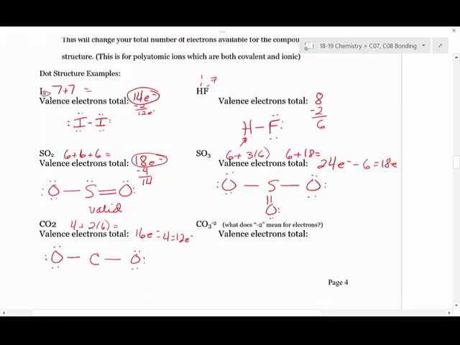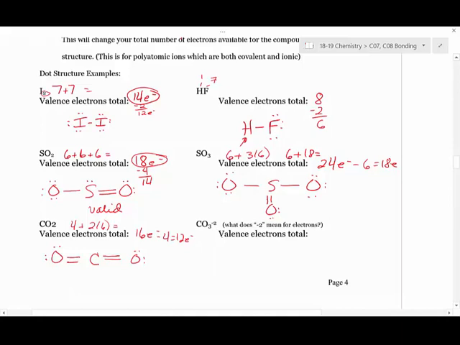Always start with the outside. Carbon obviously does not have enough electrons on it. So I'm going to erase a pair. I'm going to share a lone pair. And I'm going to share another lone pair. That is the valid Lewis dot structure for carbon dioxide.